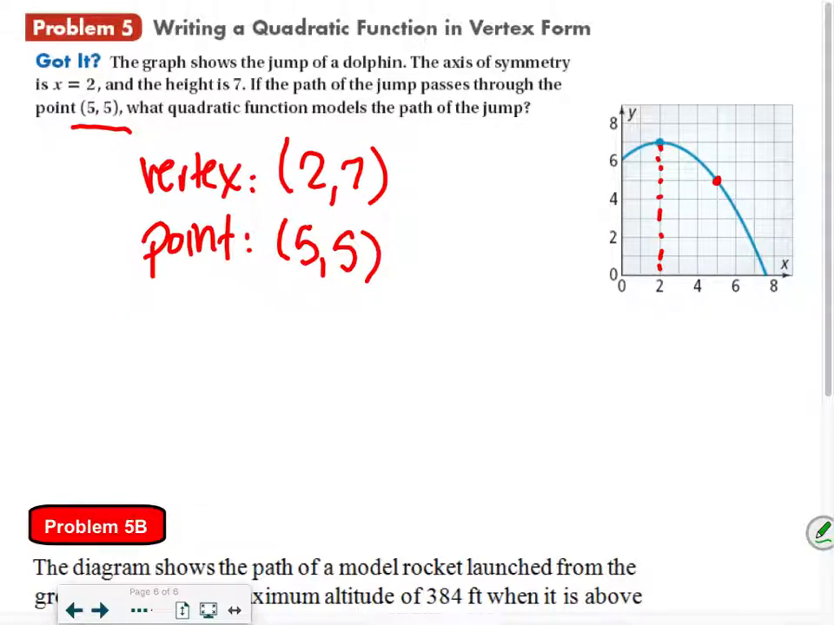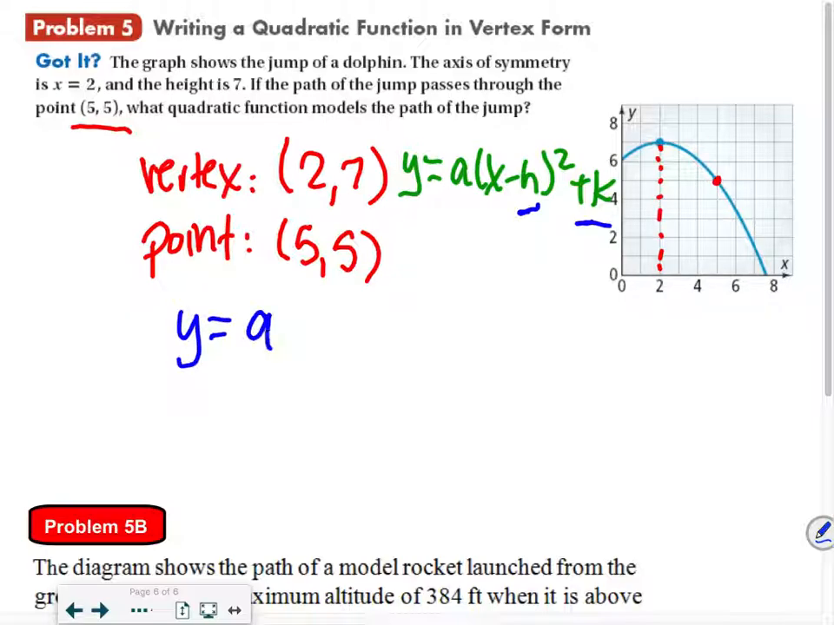I'm going to write this up real quick. Our standard equation looks like this. Vertex, I plug in for what variables? The vertex. H and K. So far, I have y equals a times x minus 2 squared plus 7. All I did was plug in our vertex into that standard equation. Okay. So I've used the vertex.